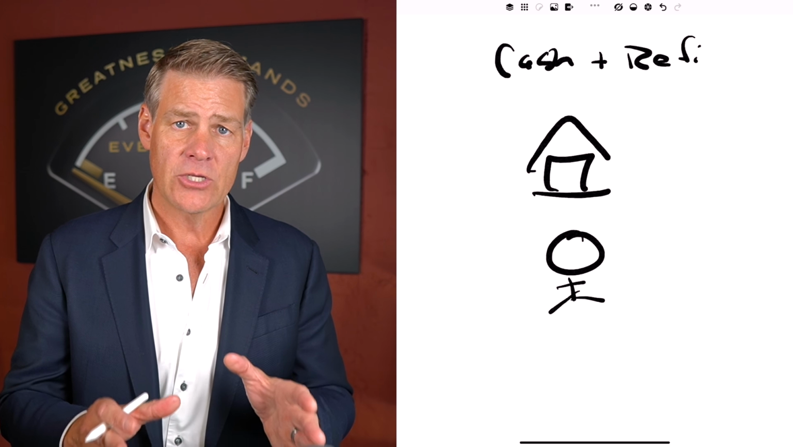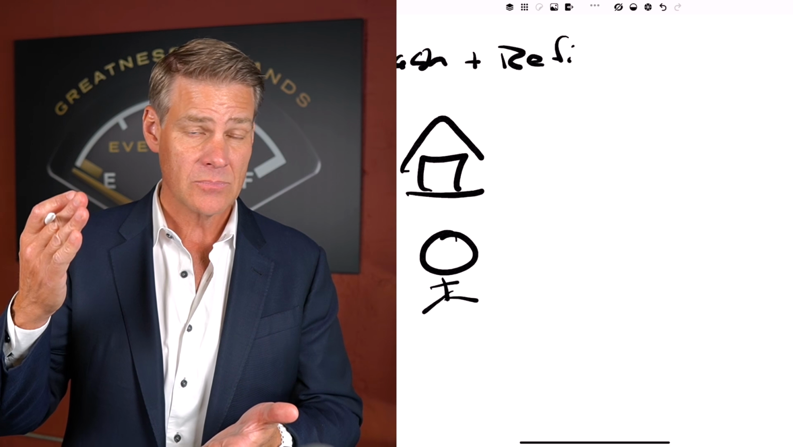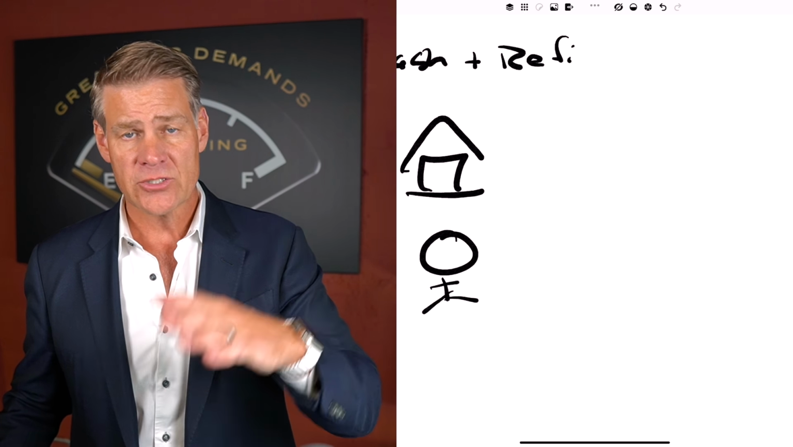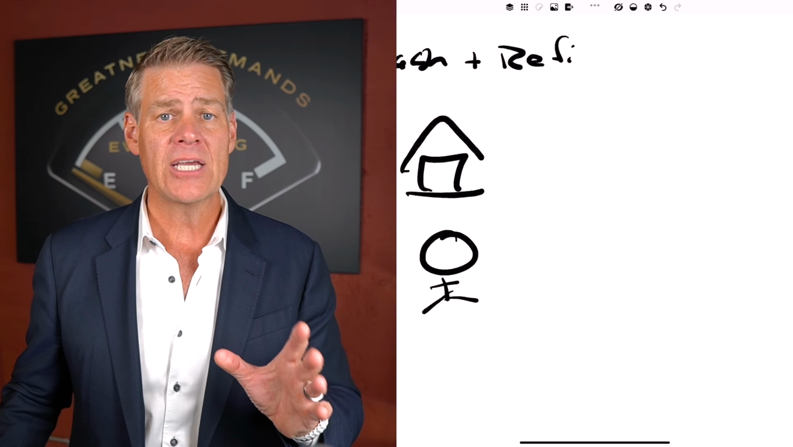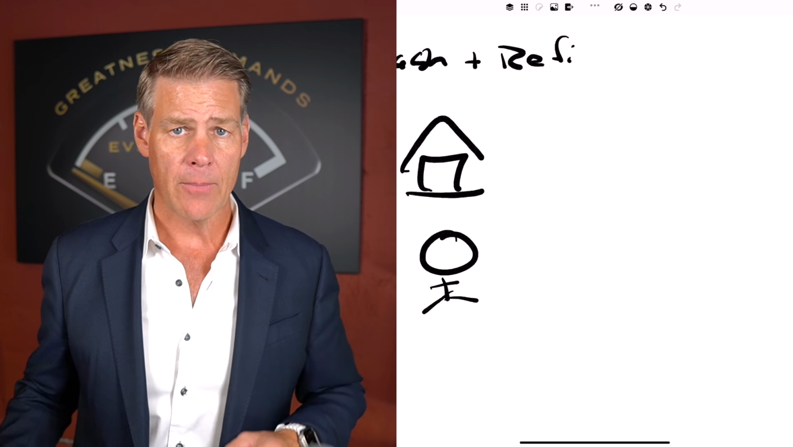Now, one of the things here that you should be aware of is that when you close in your own name and then you're transferring into an entity, you want to make sure you insure the property. So you've got to make sure you have the property fully insured.